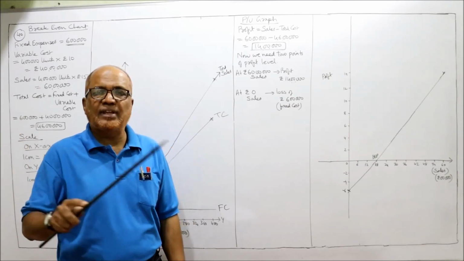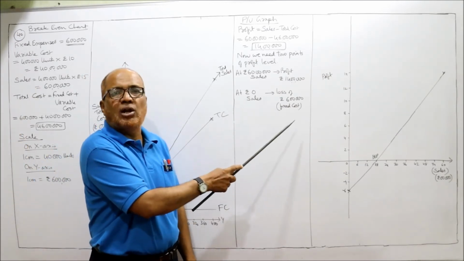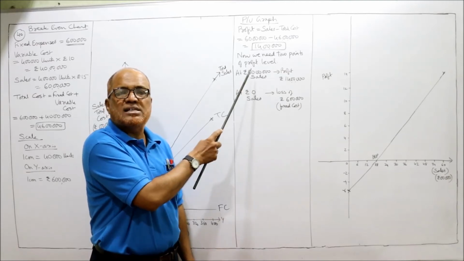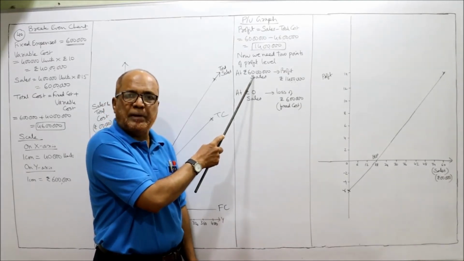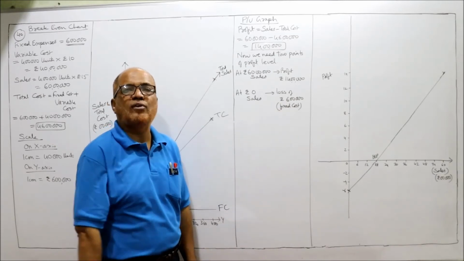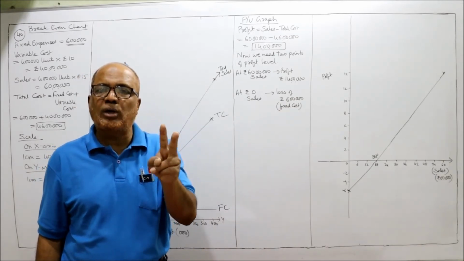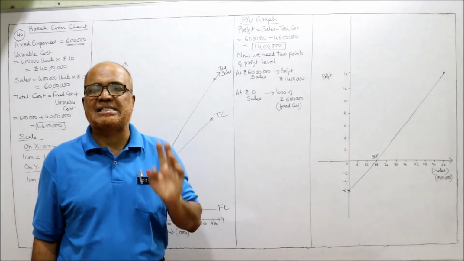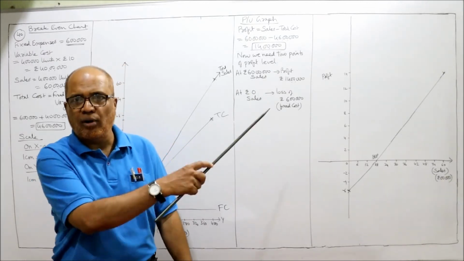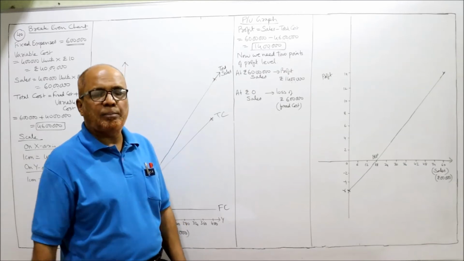That means if the sales are 0, there is a loss of 6 lakh. If there is a sale of 60 lakh rupees, we are getting a profit of 14 lakh. So two different profits at two different levels of sales. That's what we require for the PV graph. Now how to draw the PV graph?